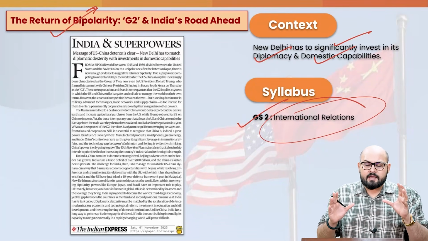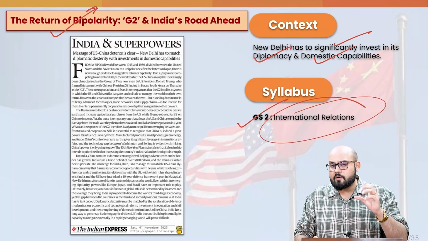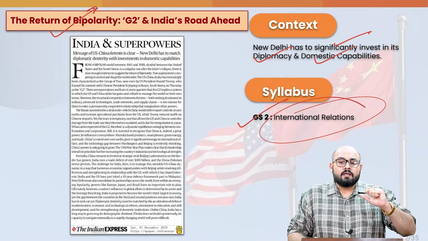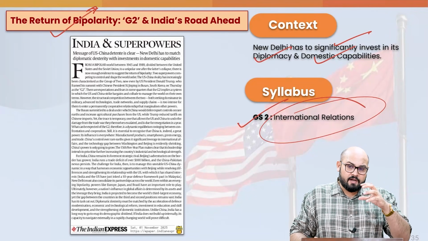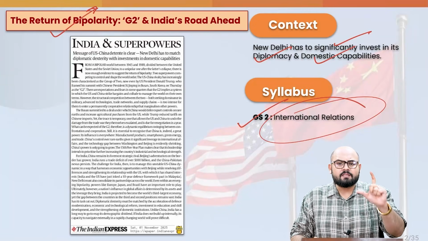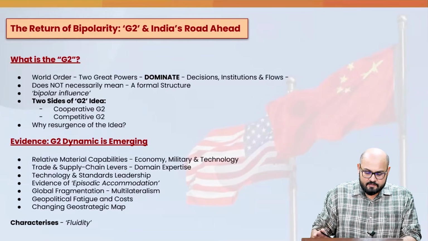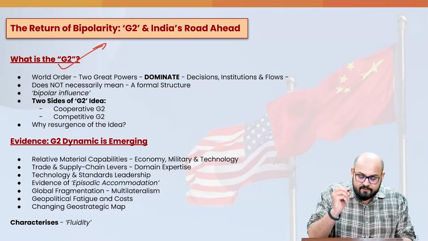So what we'll be doing today is we'll first understand what this particular construct of G2 is all about, what are the evidence that this is manifesting. Then we'll talk about the possible implications, what are the implications for India and for the world, and what should be the way forward for India, and also the opportunities. Very, very important topic. Let's start. Now, what do we mean by G2? That's the very first question.